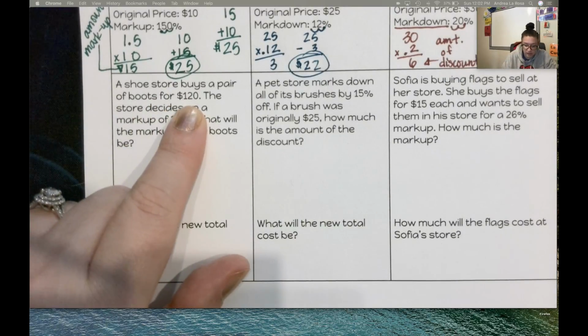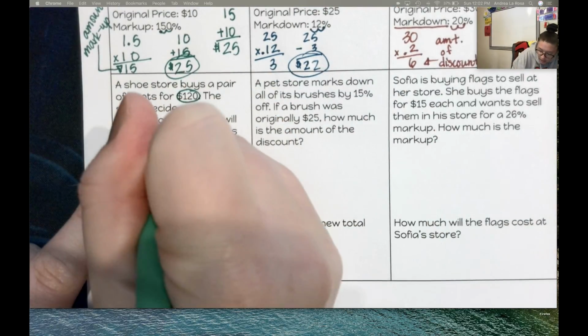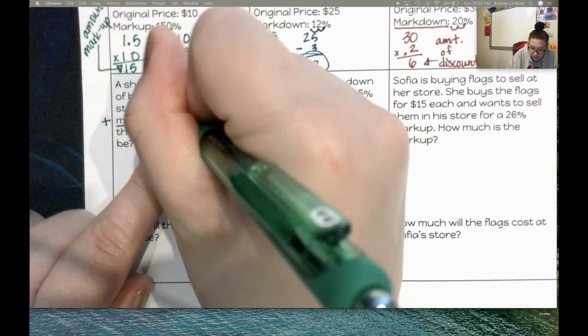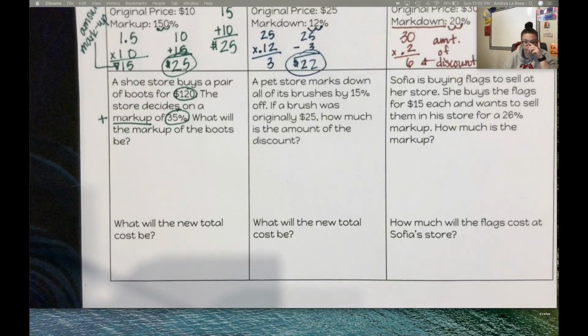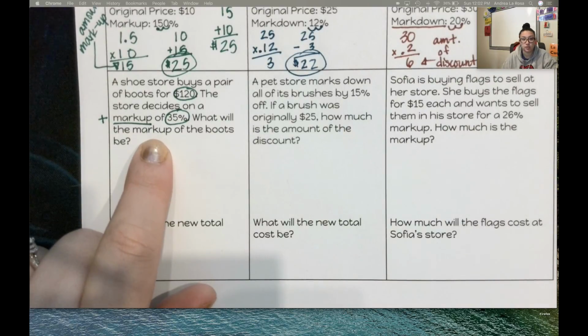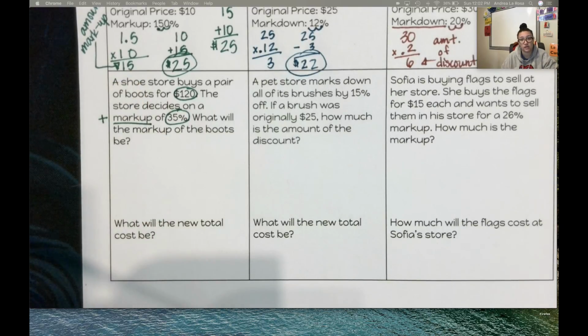Your boots were originally $120. Again, a markup means I'm going to add. My price is going to be getting bigger, of 35%. What will the markup of the boots be? So this is where we need to read the question. The question says, what will the markup of the boots be? I don't want the total cost. I just want to know how much am I going to add to get the total cost.